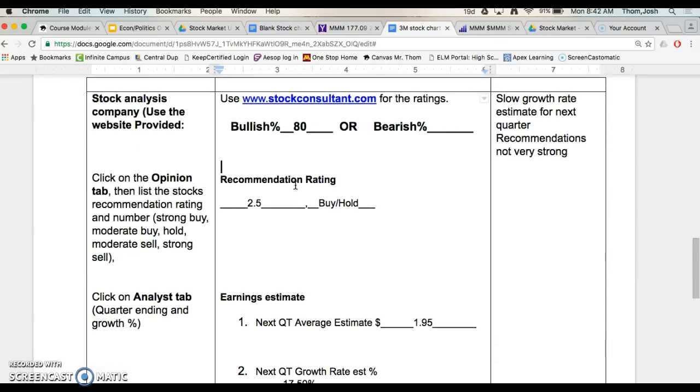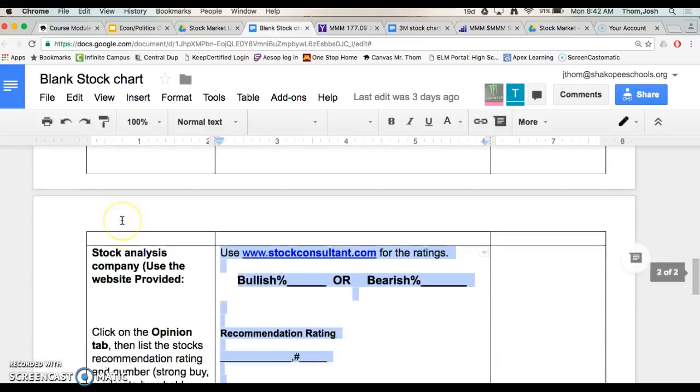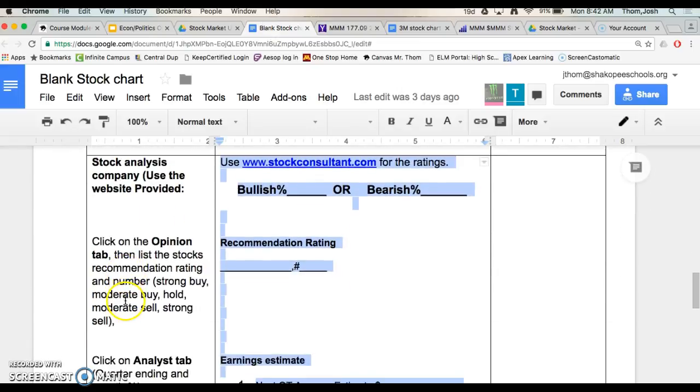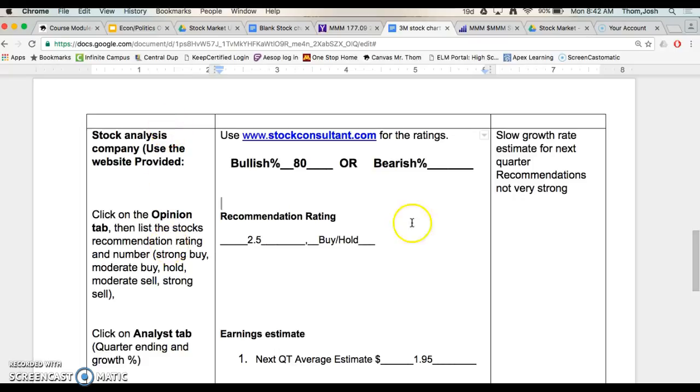The next part, it says to click on the opinion tab to find the recommendation rating. It'll show you here. Actually, I think I changed that up. Instead of the opinion tab, it says to go to the, oh yeah, it does still. All right, well, we'll just stick with it. This changed from last year. Yahoo has changed some things on their website.